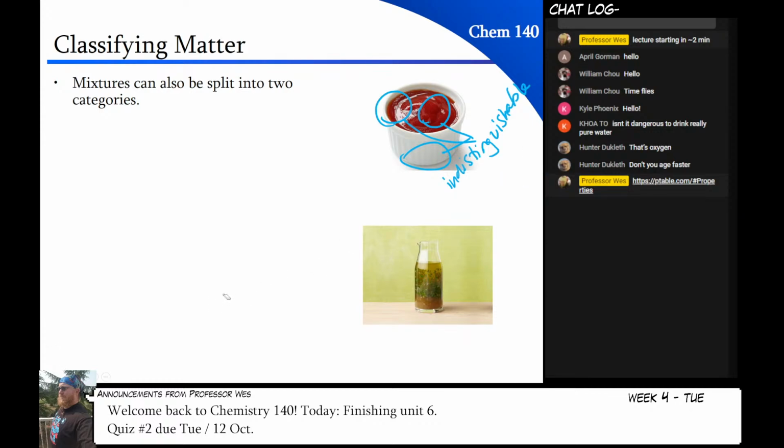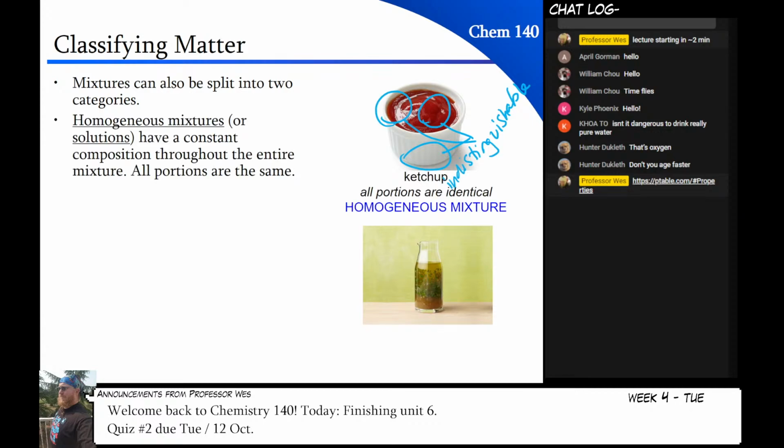So if you take a mixture, of which ketchup is one, you can look at the side of the bottle and it will list multiple things. And all of those samples that you take from the mixture are indistinguishable. In other words, they're all virtually identical as far as your senses can tell. We're going to call that a homogeneous mixture. In a homogeneous mixture, all the portions are identical, at least as far as we can tell.